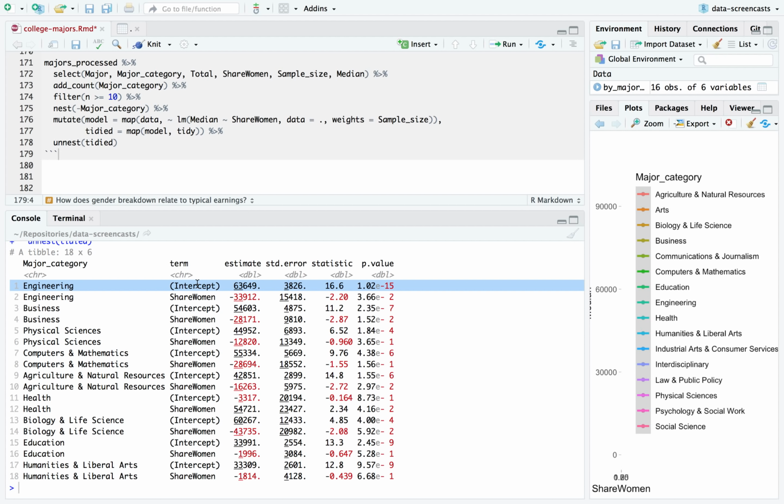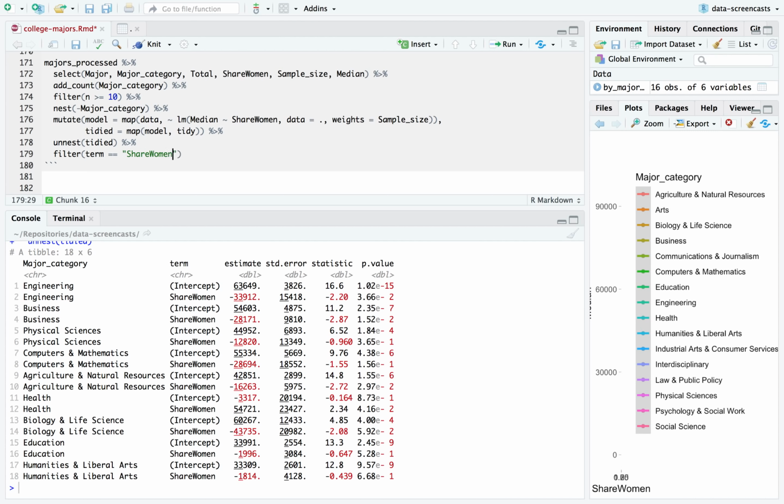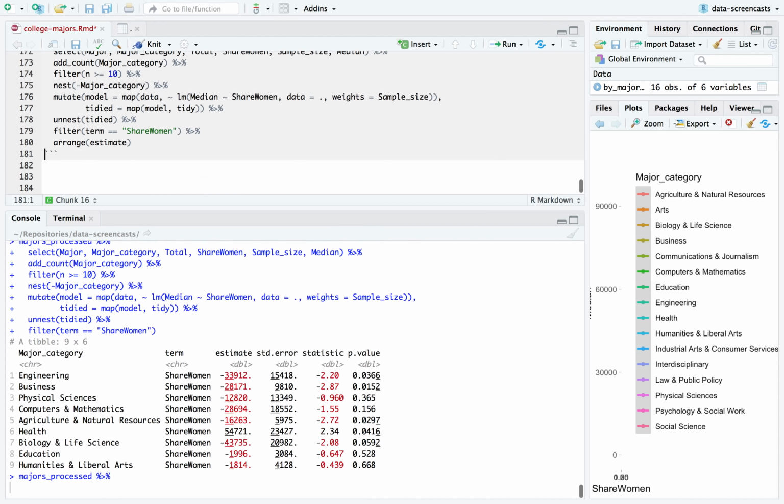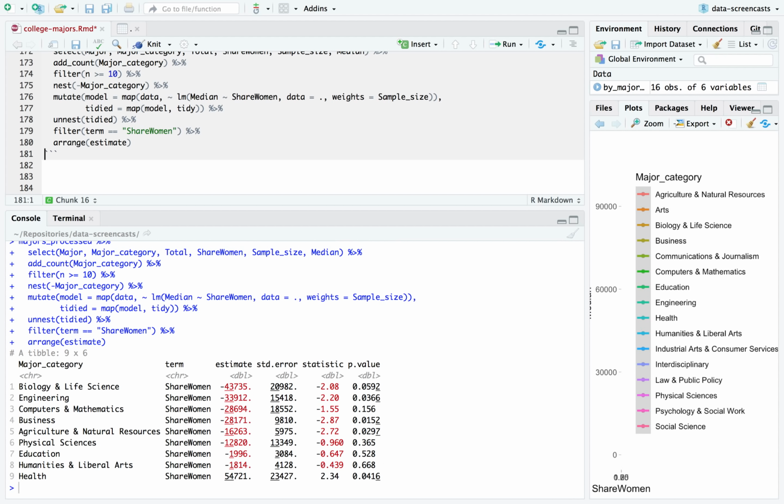The intercepts are interesting, but they're really about the overall earnings within each category. We see it's lower in humanities, for example. It's interesting, but it's not what we're looking at right now. So I'm going to filter for the term that is the share of women, and arrange by the estimate, the slope, the coefficient. What I see here, I also realize I'm going to need to adjust these p-values.